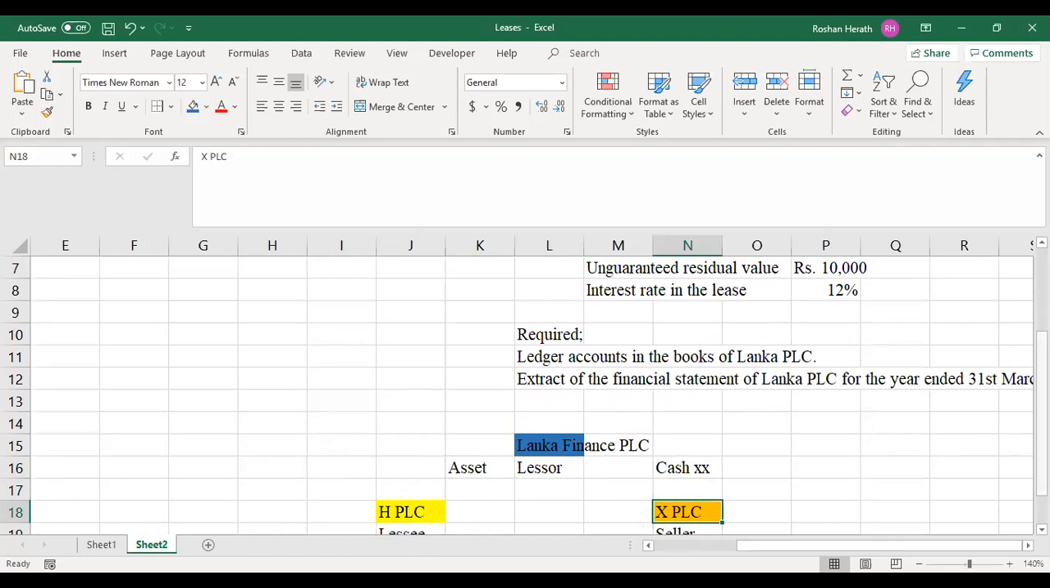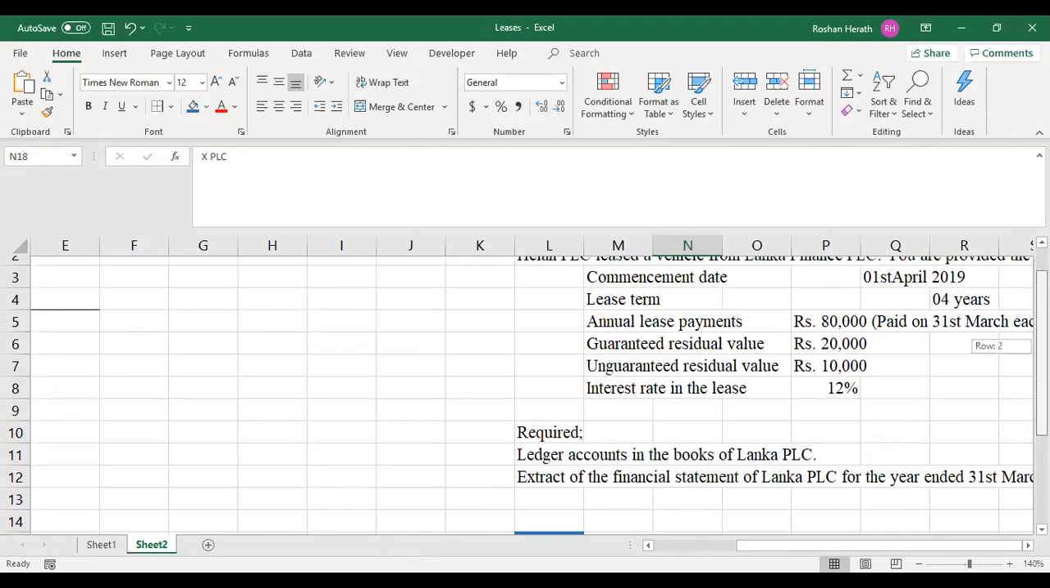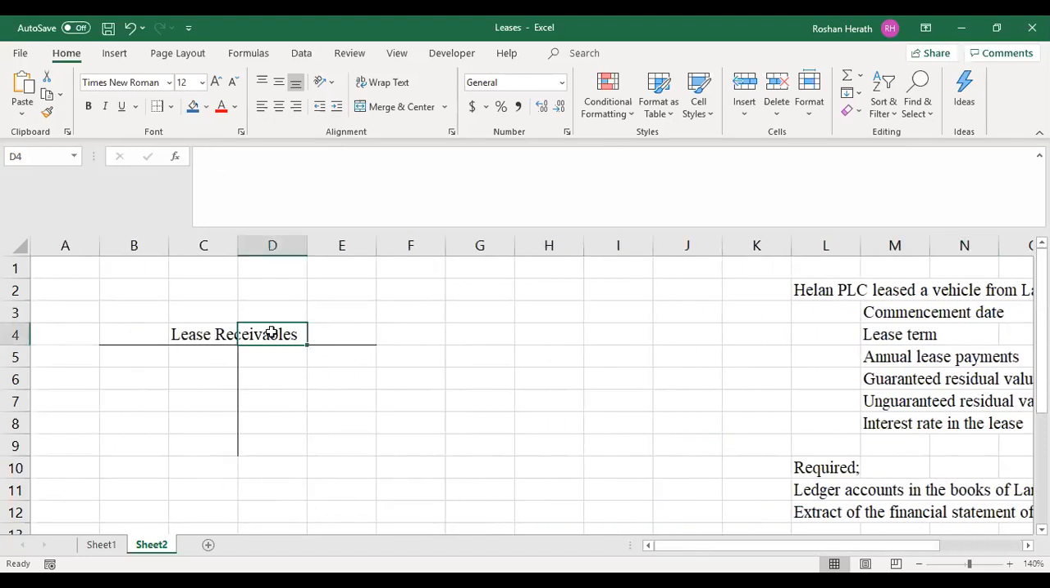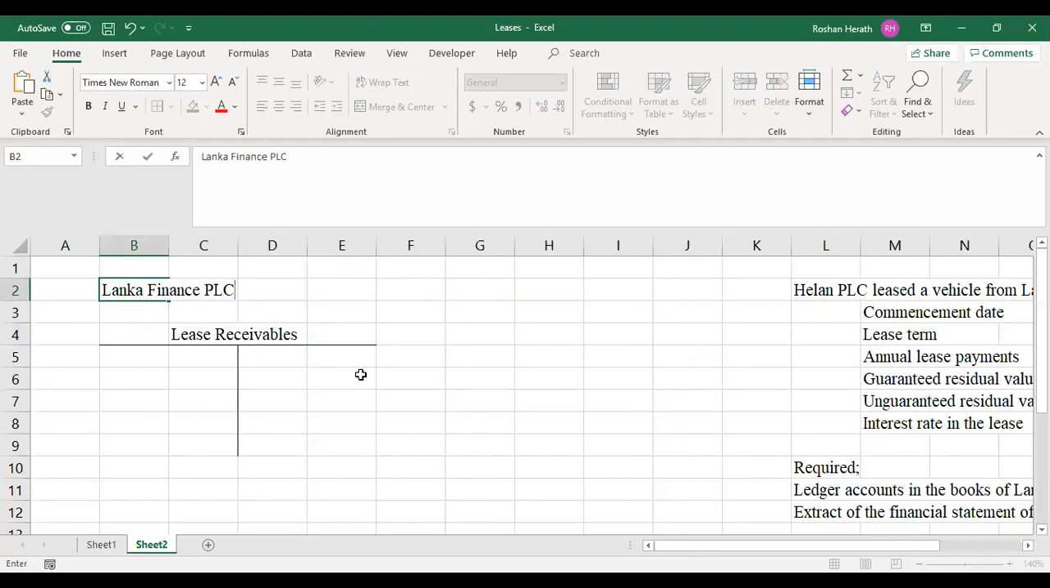So it is about the entire lease arrangement. Now we are going to account for that in the books of the lessor. So as per this agreement, the lease receivable is the kind of asset that the lessor, Lanka PLC, Lanka Finance, needs to identify in their books. And what about the lease receivable?